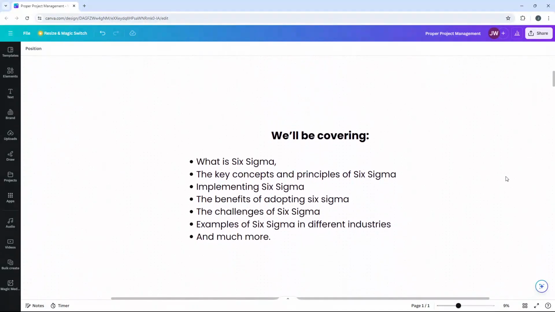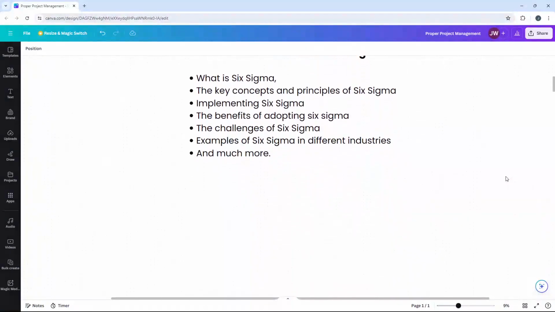So in today's video, we're going to be looking at exactly what Six Sigma is, the key concepts and principles of it, how an organisation would go about implementing it, the benefits and drawbacks of Six Sigma, and some examples of different organisations that are leveraging Six Sigma, and much more along the way. So let's get started.